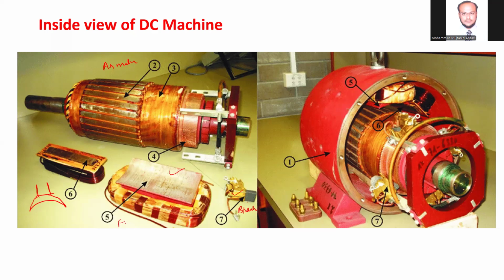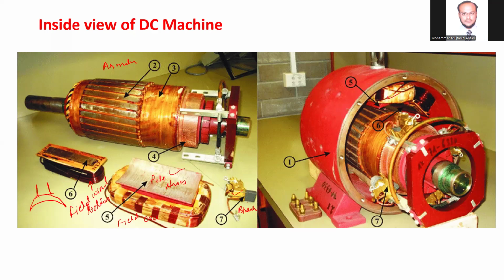This is the field coil. These are the pole shoes, isn't it? And this is the field winding bobbin. The bobbin is there, so some winding is carried out. Now this is the complete structure.